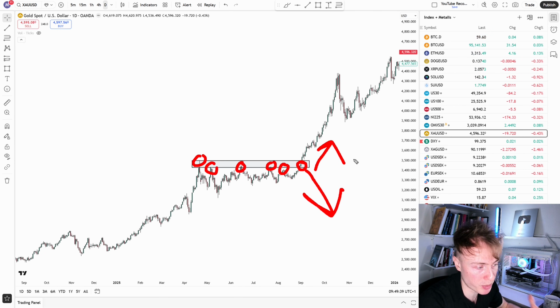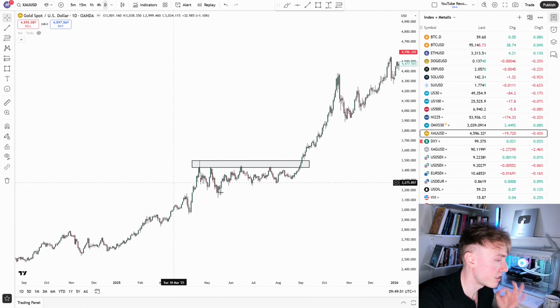And there are lots of reasons behind why these key support and resistance levels are so important. Sorry if I'm rambling a bit right now. But there are many reasons that make these clear levels significant.